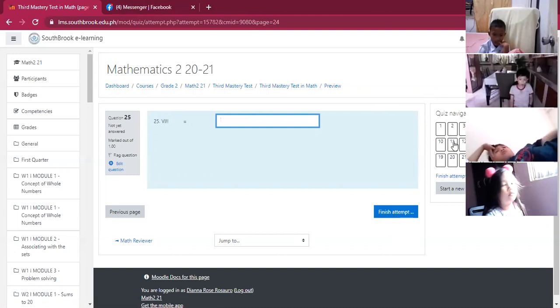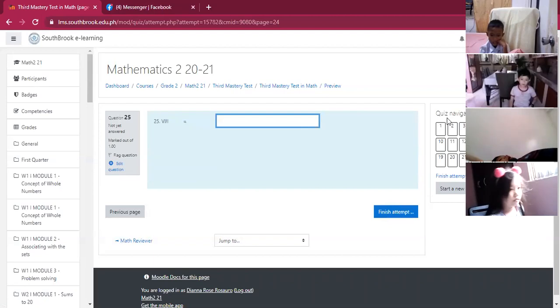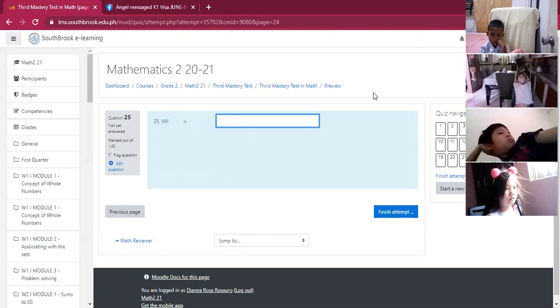No need. For the numbers, just write the number immediately. So you should not write using the number words. Instead, you should write just the number, okay? Symbol.